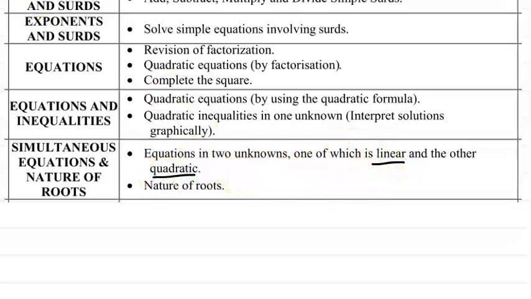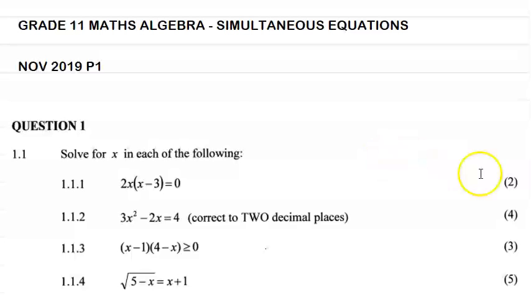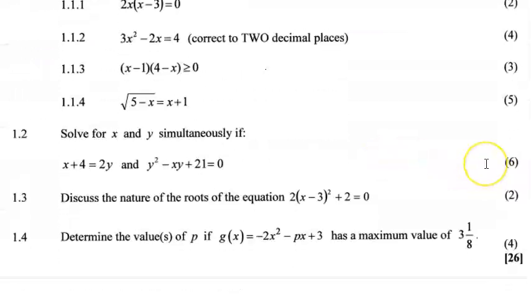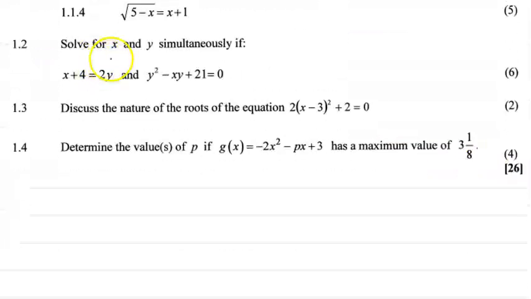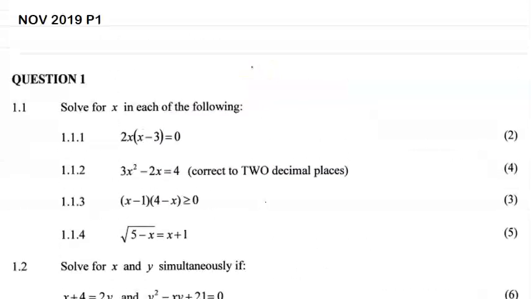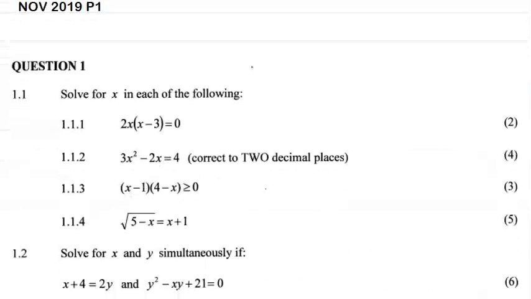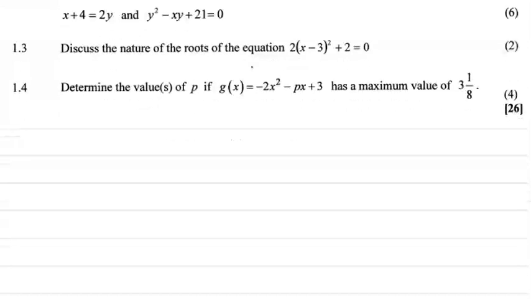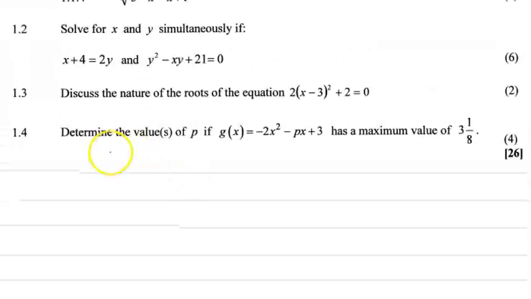So let's look at how we're going to approach a simultaneous equation question. Here it says in 1.2, solve for x and y simultaneously if x plus 4 equals 2y. Now that's our linear equation. And y squared minus xy plus 21 equals 0. That's our quadratic equation. So therefore this question came out in the November 2019 paper 1. So let's have a look at what we're going to do.